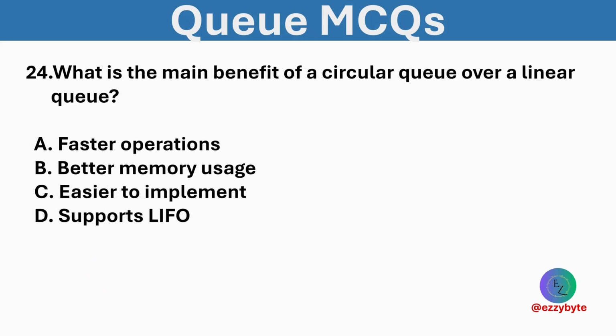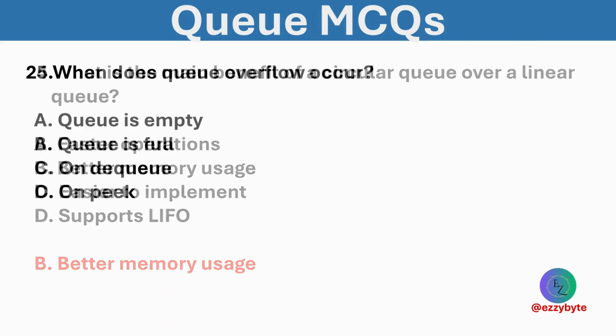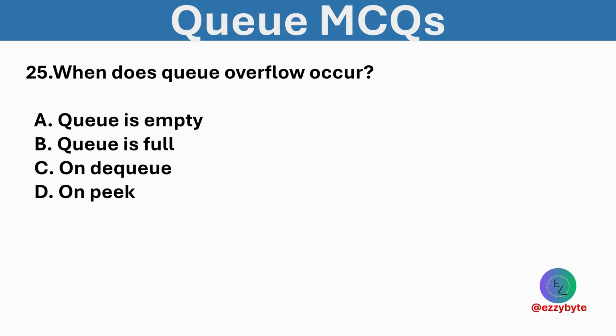What is the main benefit of a circular queue over a linear queue? Options are faster operation, better memory use, easier to implement, and supports LIFO. Option B is correct. Circular queue makes use of array space more efficiently. When does queue overflow occur? Options are queue is empty, queue is full, on DQ, and on peek. Option B is correct. Overflow happens when inserting into a full queue.